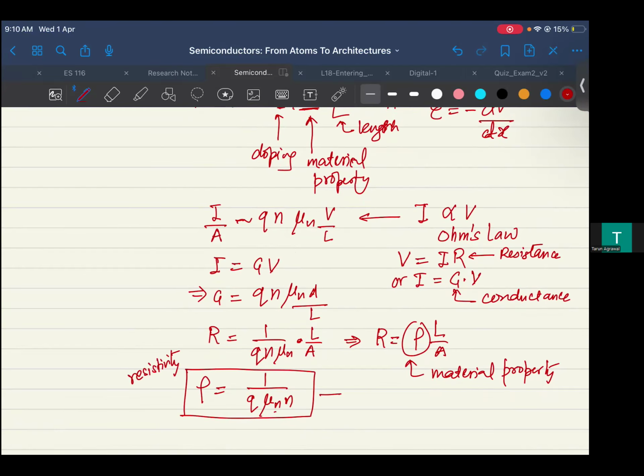So there is a difference between resistance and resistivity. Resistivity is a material property, because all the parameters that define this resistivity are material parameters. While these are L and A, they are dimensional parameters, right? They are the structural parameters, which depend on how thick your wire is or how long your wire is, right? So that is the structural parameter.